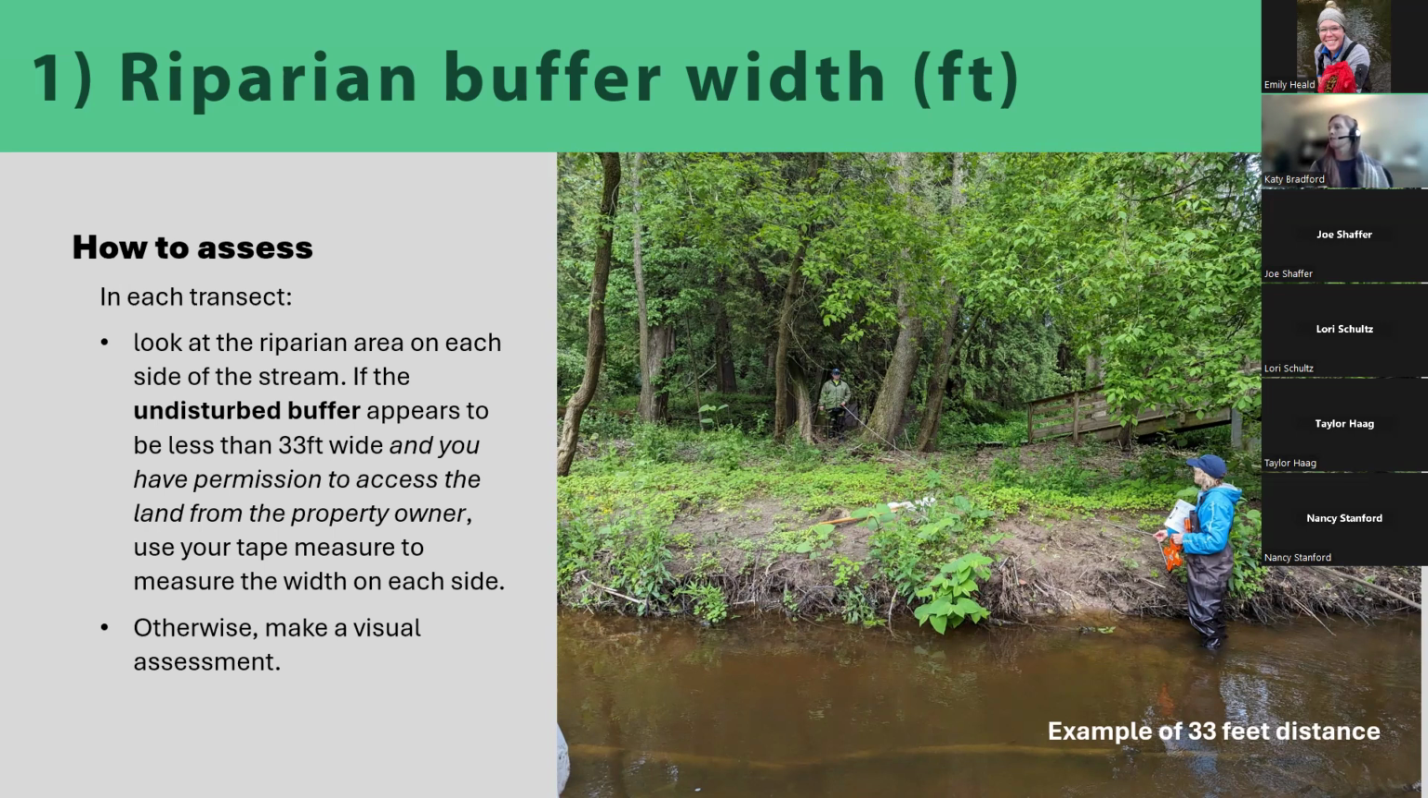But I at least wanted to show what 33 feet looked like. And so you're going to say, all right, the buffer on this side is on average in this transect about 20 feet of undisturbed vegetation. And on the other side, it's about 10 feet of undisturbed vegetation.